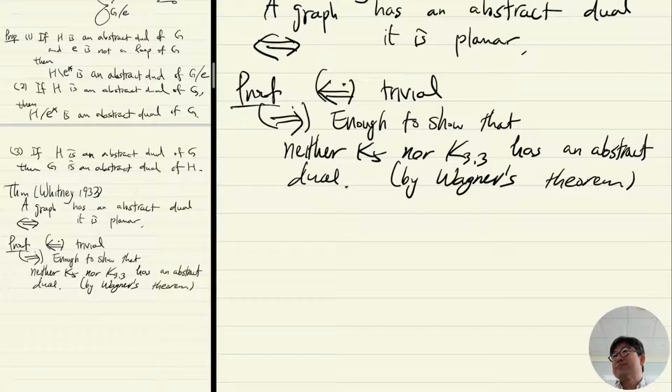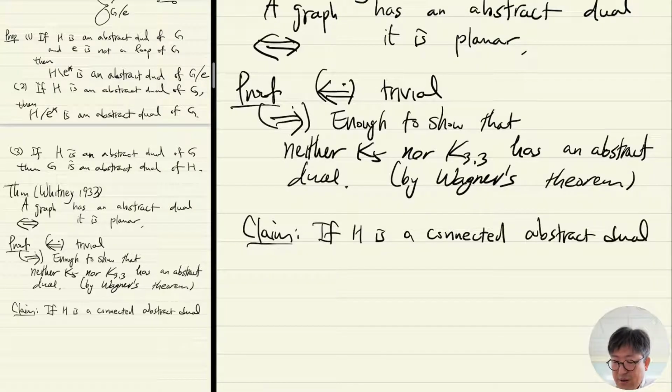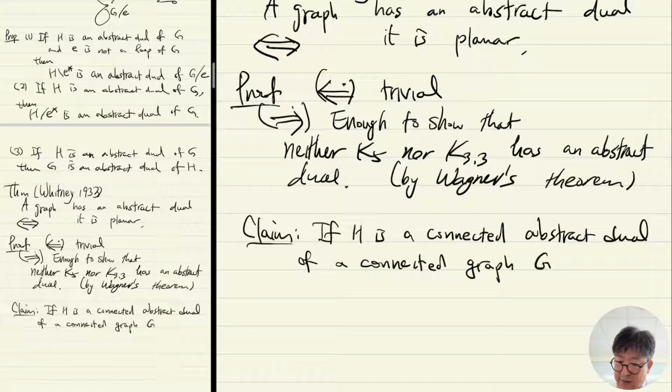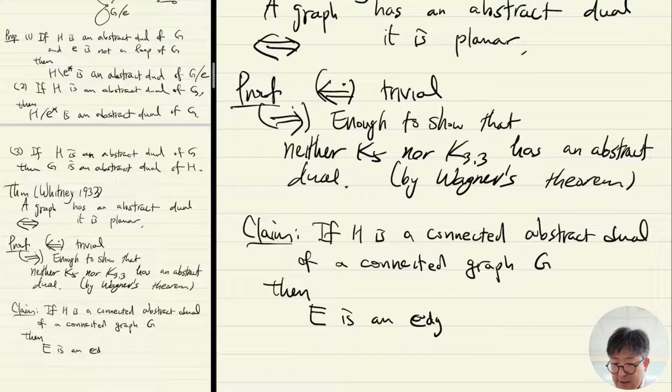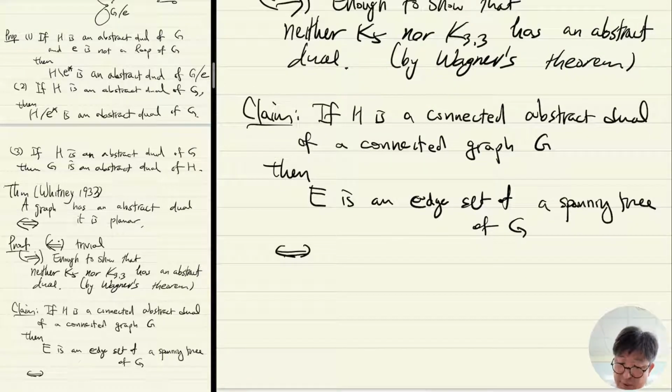So here's the claim. If H is a connected abstract dual of a connected graph G, then E is an edge set of a spanning tree of G if and only if its complement is an edge set of a spanning tree of H.